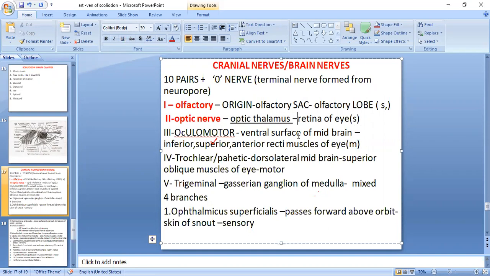So this is also sensory. Okay, that is sensory, and so it collects the information from the sense organs to the brain. Right. So the next one is oculomotor. So it is from the ventral surface of the midbrain. It is produced there. Okay, it supplies the inferior, superior, anterior recti muscles of the eye.